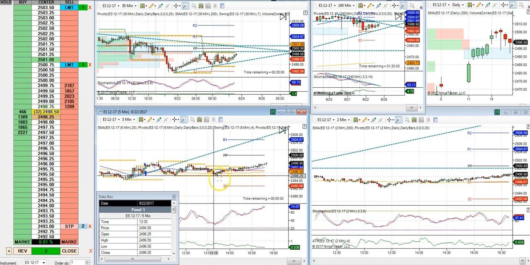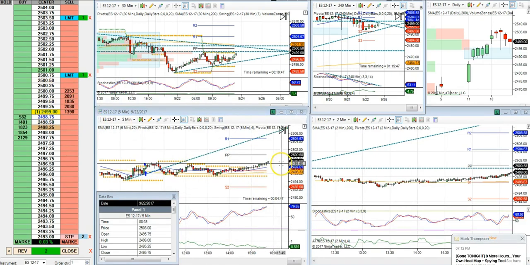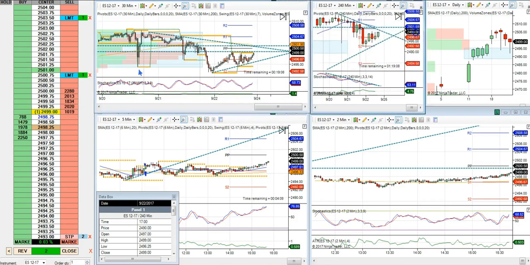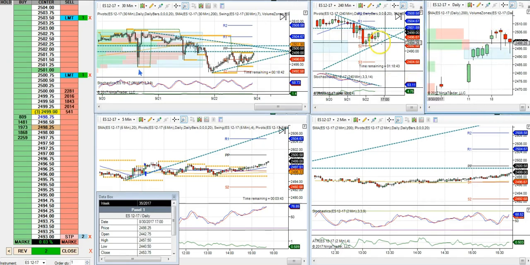Okay, I'm in at 24.98.25. And I'm looking forward to maybe a break out of this trend line. At least come up and test it. At least get one of my positions out. I'm expecting a red to green on the daily chart.